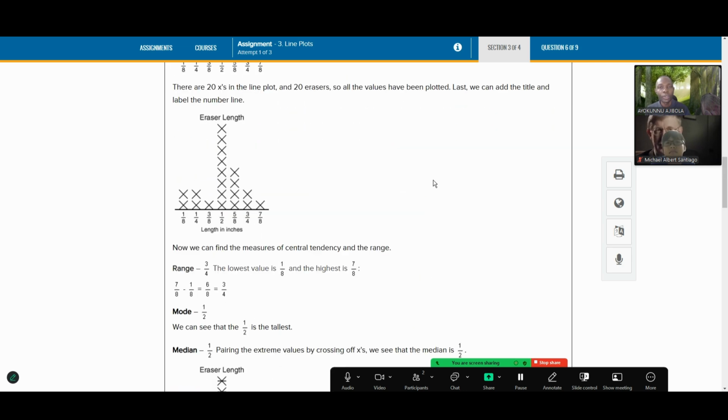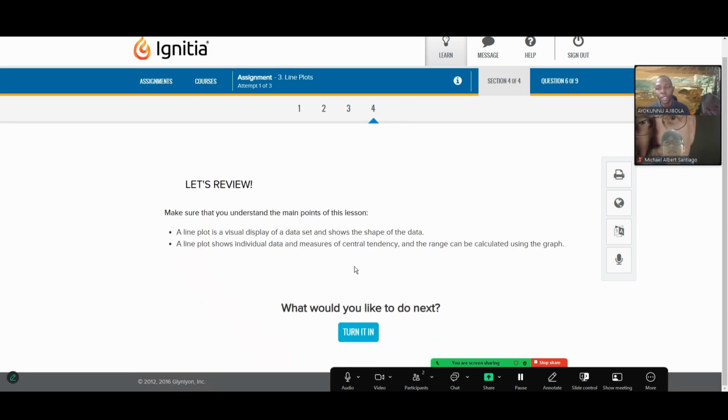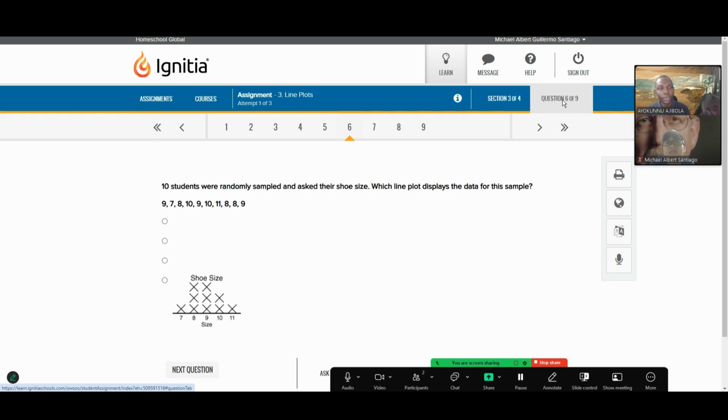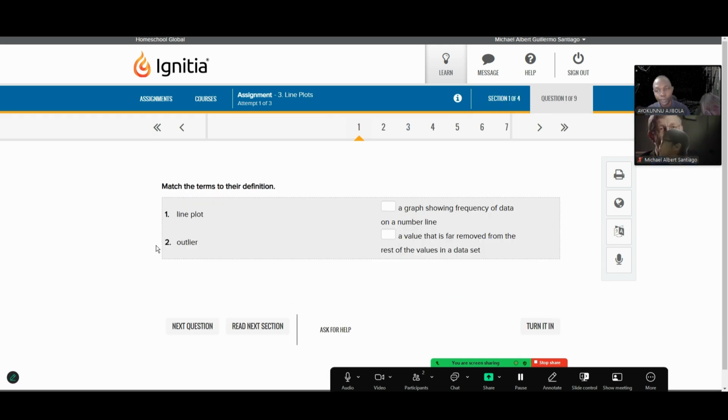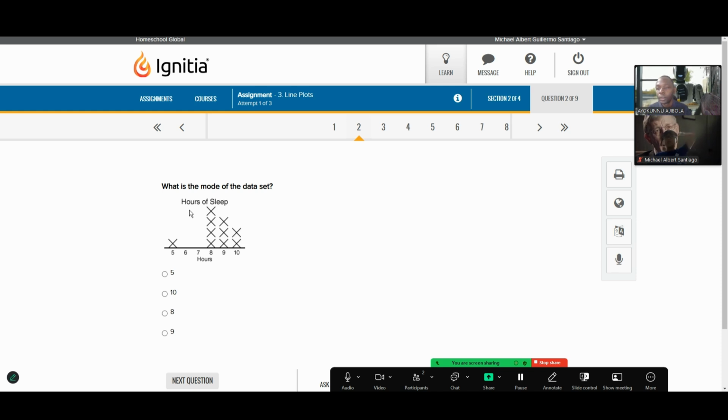Okay, so now we've gone through all of the sections. What we need to do is to go to the last session and work on questions. So let's work on questions now. A line plot is a plot that is showing frequency of data. That's number 1, and this is simply number 2. Then the next question, what is the mode of the data set? The mode is 8 because it's the highest, okay?